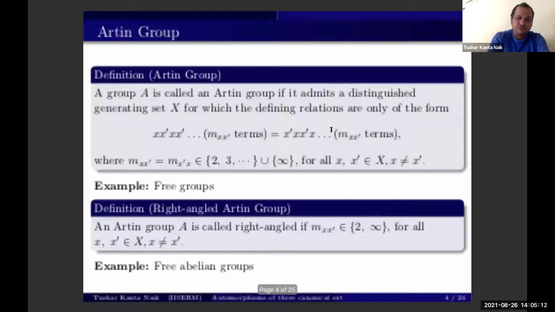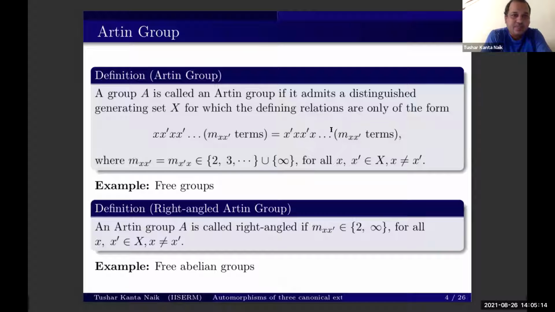So we say a group A is an Artin group if it has an identity set X, and for each pair of distinct generators, say x and x prime, we attach an integer m_{xx'}, which is either a finite positive integer greater than 1 or can be infinity.